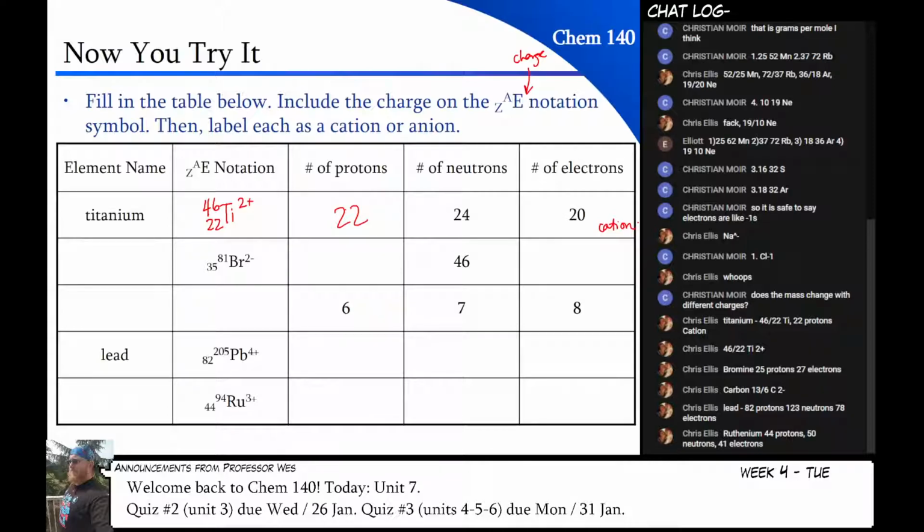All right. For the second problem, I sort of go in the opposite direction. I give all the other information. So if this is Br, that means this is bromine. Here's Z, so we'll just fill that in. And then how many electrons? 35, and I have a 2 minus, so I have 2 additional electrons. Which makes it an anion.